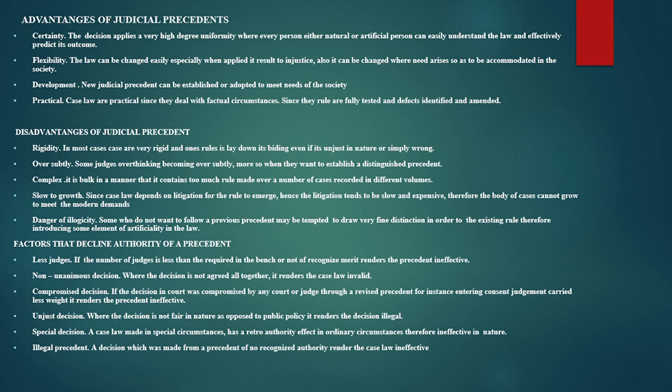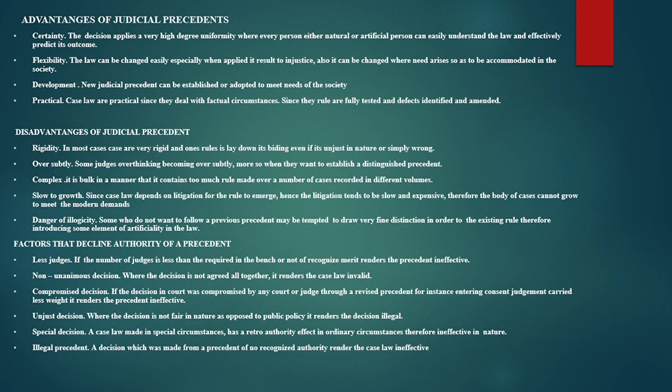Unjust decision. Where the decision is not fair in nature, as opposed to public policy, it renders the decision illegal. So if the decision made in a certain precedent is unfair or biased in nature, it will be rendered illegal. Special decision. A case made in special circumstances has a retroactive authority effect in ordinary circumstances, therefore ineffective in nature. So in special cases, which may occur, that special decision does not become abiding case law that can be adopted in another case. So it cannot be applied, and it renders the precedent ineffective.